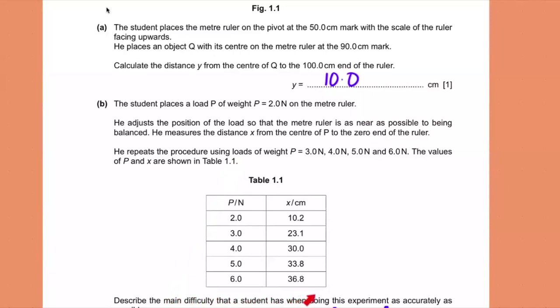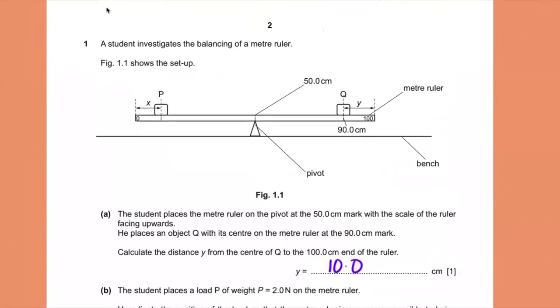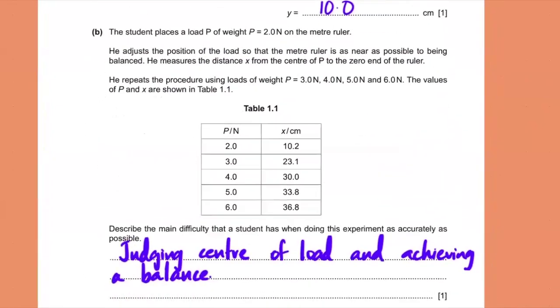Describe the main difficulty that a student has when doing this experiment as accurately as possible. Now, in any experiment which involves balancing a meter rule, it's really difficult to see where it's going to balance. And also, it's really difficult to measure these distances because it's hard to judge the center of the load. So these are the two main reasons why this experiment is a bit difficult to perform. If I just scroll down here, that's exactly the answer I've written.